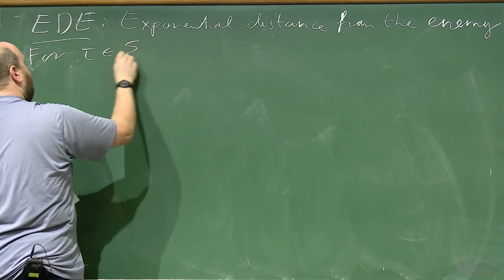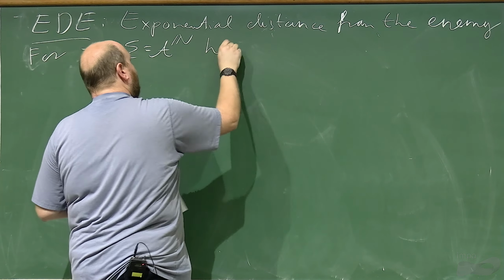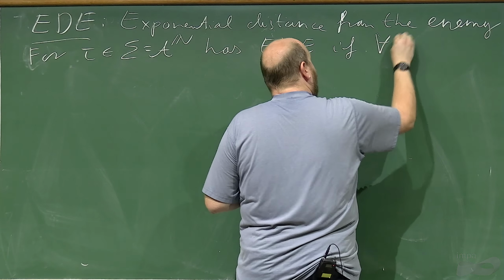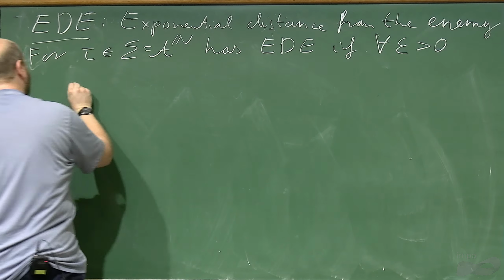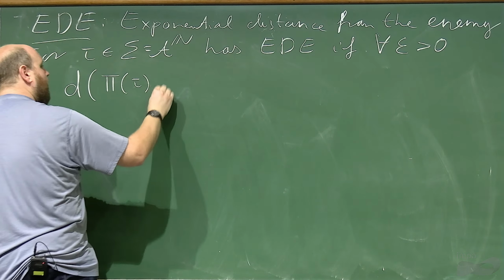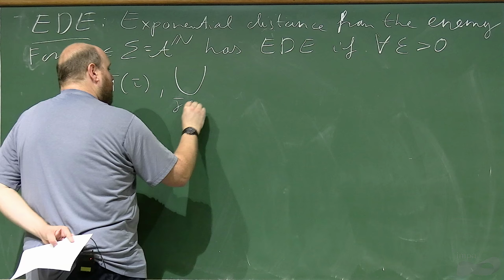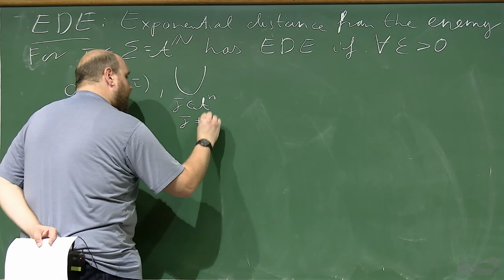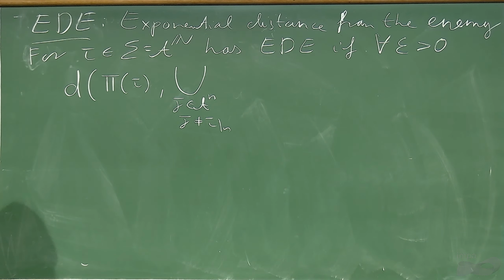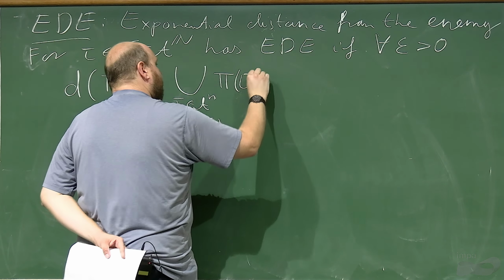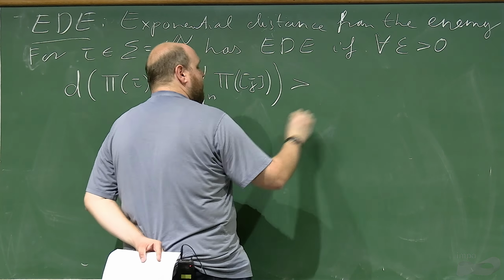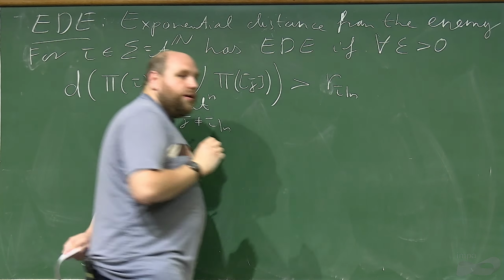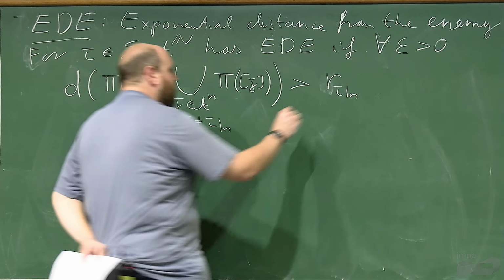For a point I in the symbolic space has exponential distance from the enemy if for every epsilon greater than 0, you look at the distance of this point from the following set, the set which takes the union over every n-length cylinders which are not the first n symbols of this sequence I. You are looking at the image of these cylinders, and this distance is at least the diameter of my cylinder, so r_i, first n symbols of I, right? This should be the diameter of my cylinder.